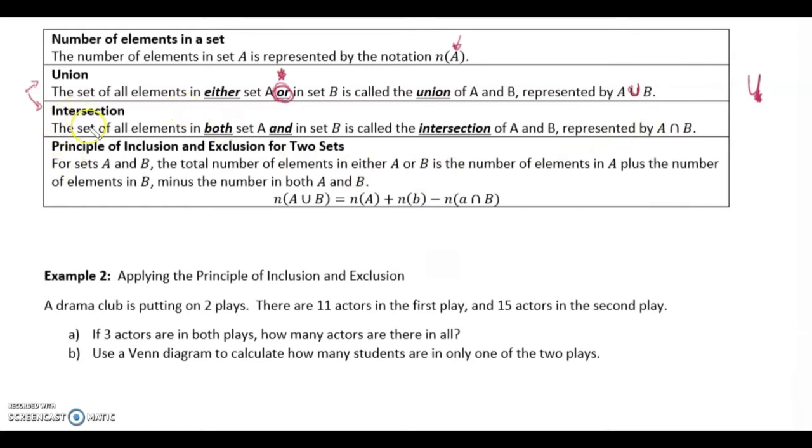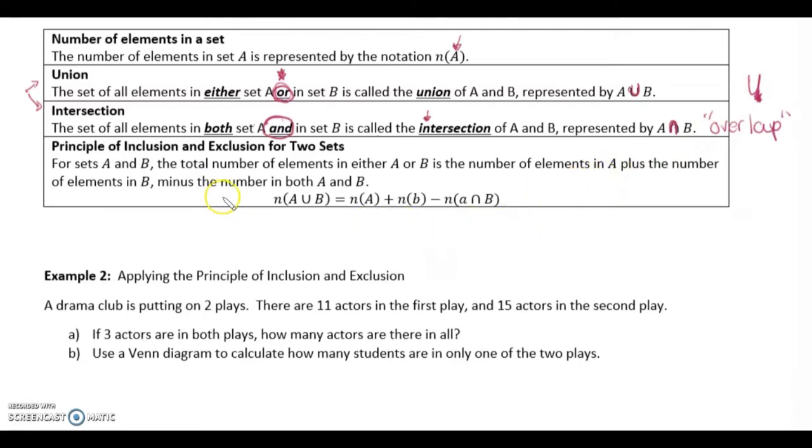Now, intersection is more restrictive. This is all the elements in both sets A and in set B. And this is called intersection. And if you're thinking about the N, intersection, it's A and B. Okay, again, when we're doing word problems and we're reading and the question says and instead of or, we're looking for that intersection. We're looking for this overlap. So if you want to write overlap here, that will help.